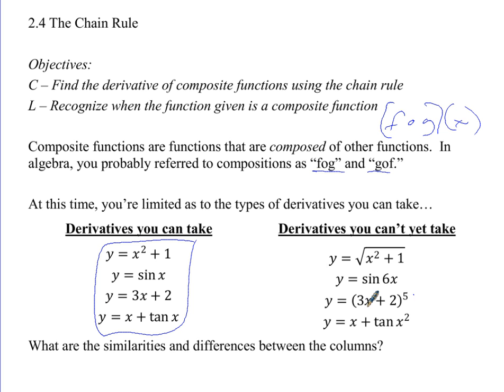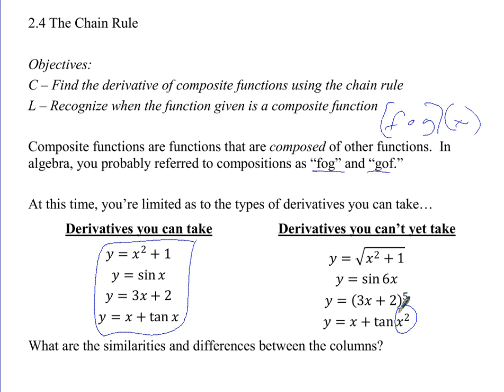I suppose you could FOIL that out and then multiply in another 3x plus 2, and then do that 2 more times after that. Or you could use the binomial theorem and Pascal's triangle to expand it, and then take the derivative that way. But really, you can do this in your head. You'll be able to do that pretty soon. You'll be able to do this one in your head. Y equals x plus tangent x, but now we have y equals x plus tangent x squared.